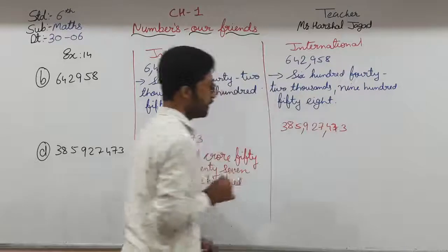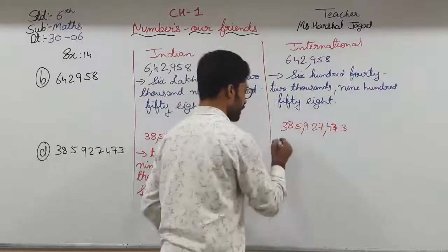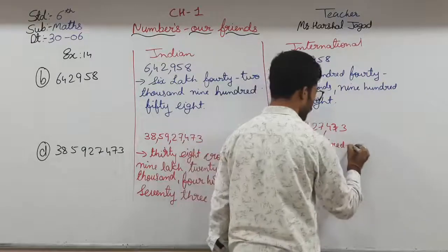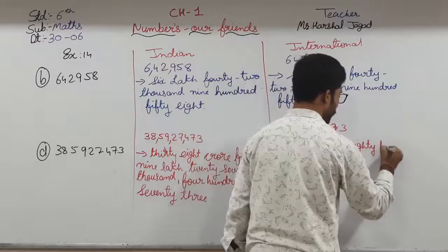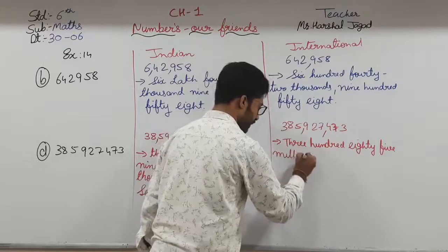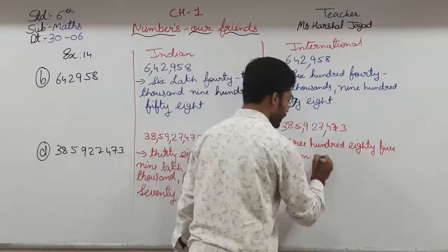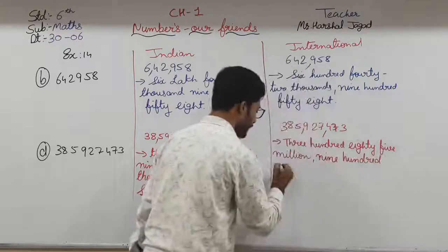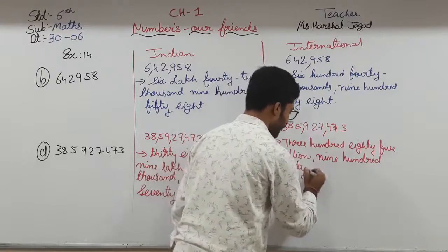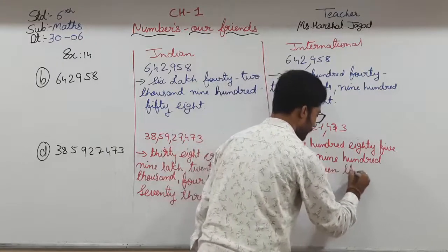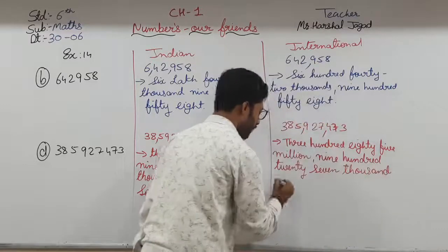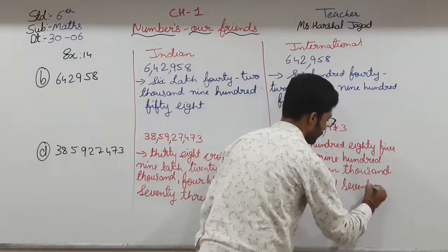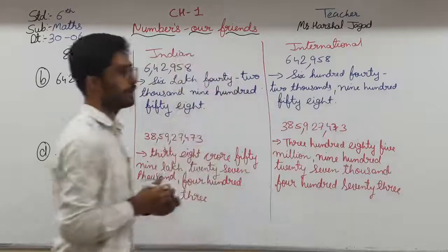In the international system, it will be 385 million, then 927,000 473. Okay, 473. So please write down this.